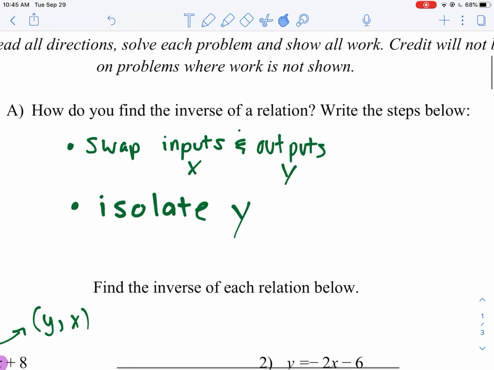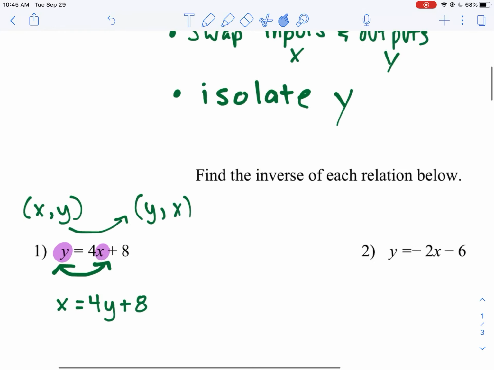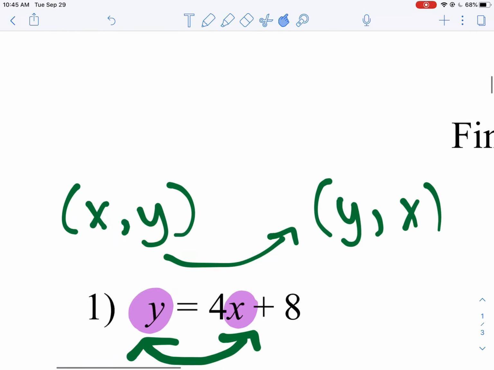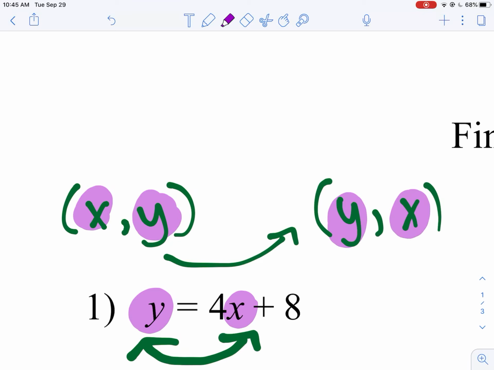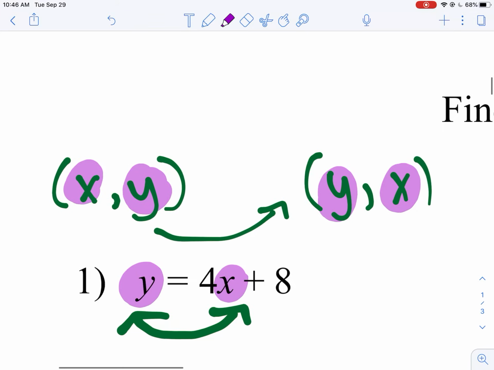Now, how do you find the inverse of a relation? Write the steps below. What I put was I swap the inputs and outputs, and then I'm going to isolate y after I do that. Let me show you what I mean. Now, first of all, when you have a function, you have an input and an output, x and y. When you're looking at the inverse of that function, basically the output and the input swap places. So xy becomes yx.